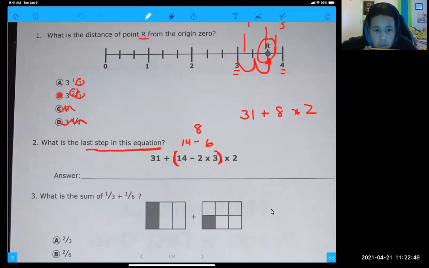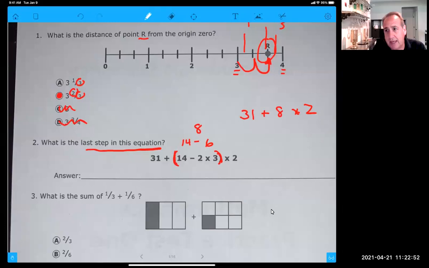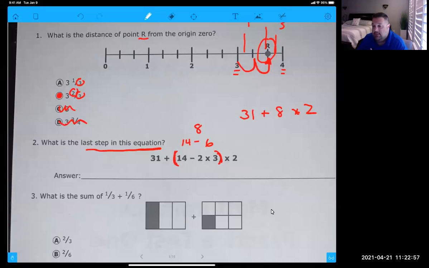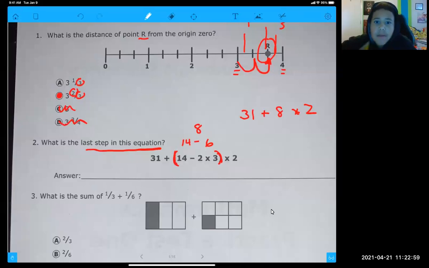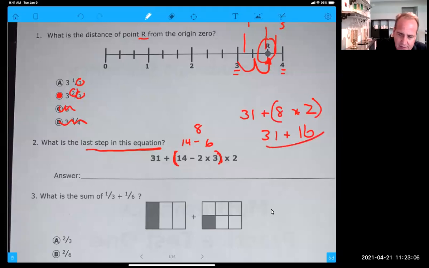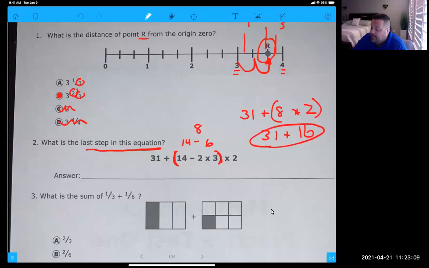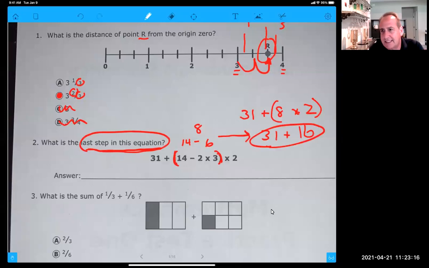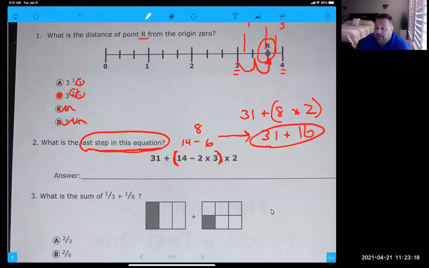I think you add. No, think. PEMDAS. What comes first, the multiplication or the adding? Multiplication. There you go. You multiply. So now we would do 31 plus 16 because 8 times 2 is 16, right? Now, you got to add that together to get the answer, but it's saying what's the last step. So the last step that you have to do is this one, right? Yep, that's exactly right. It is not asking you for the answer. Now we could do the answer, 47, if we add them together, right? But it's asking you the last step. So your last step is this one.